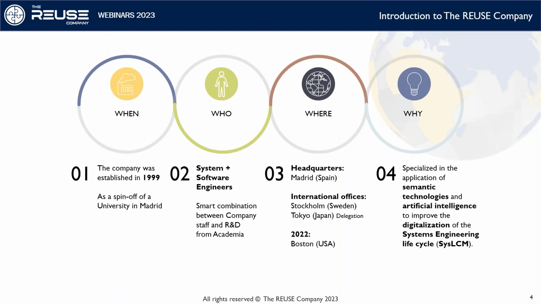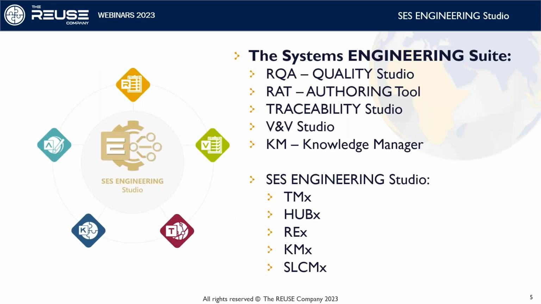The company, most of you already know us, was established in 1999 as a spin-off of a university here in Madrid. Still headquartered in Madrid with offices in the USA and Stockholm, and a special delegation in Tokyo. Our key topic nowadays is the application of semantic technologies and artificial intelligence to improve the digitalization of the systems engineering life cycle.